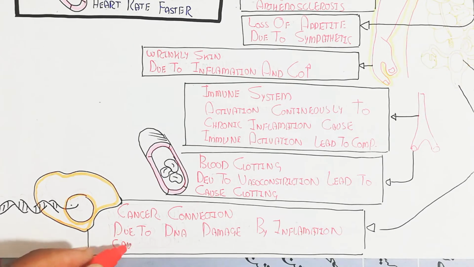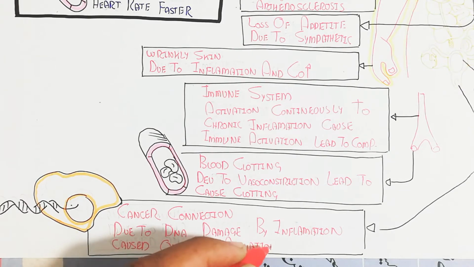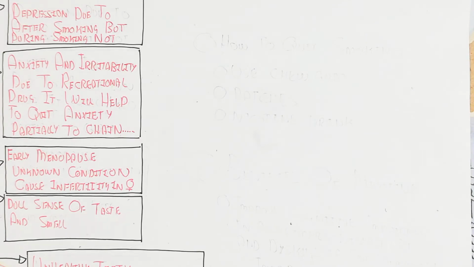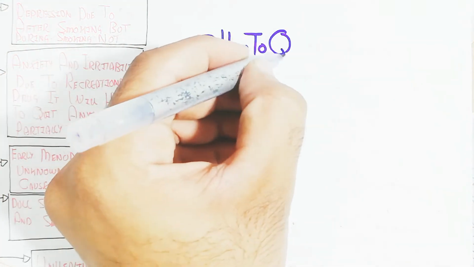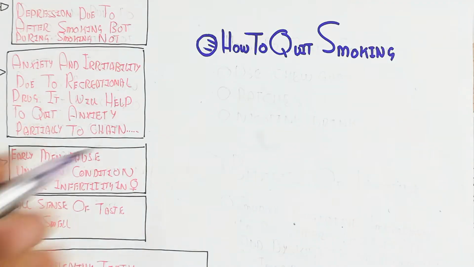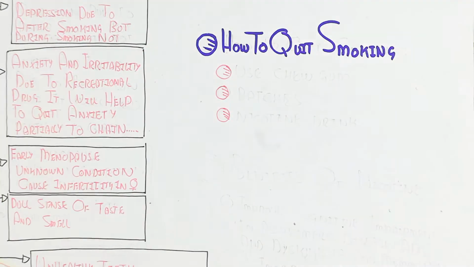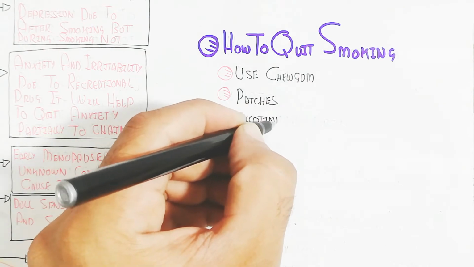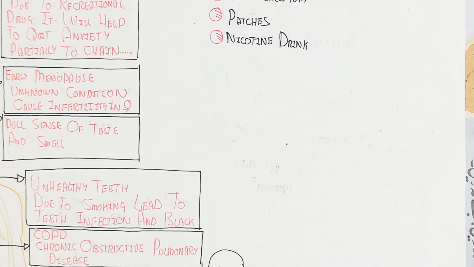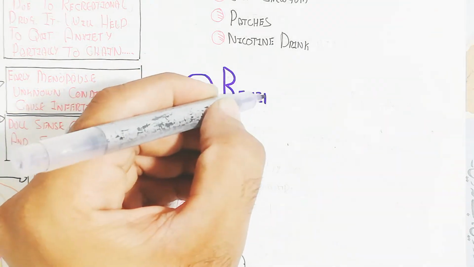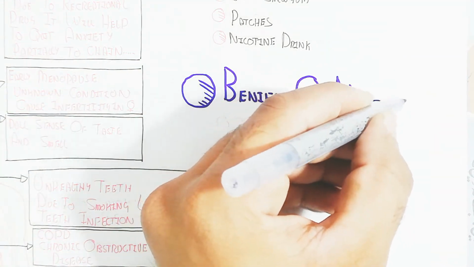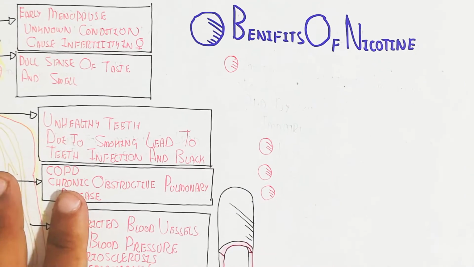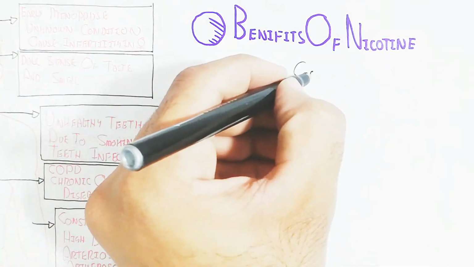Remember, nicotine itself is not that bad, but the other toxins involved with the nicotine during smoking cause the many complications. Remember that. Basically, nicotine is addictive, but it is not like smoking. How to quit smoking in this video? Here we will discuss the use of chew gum and patches on the body and the nicotine drink. On the other hand, the benefit comes from nicotine, not the other toxins, because the other toxins are basically harmful.